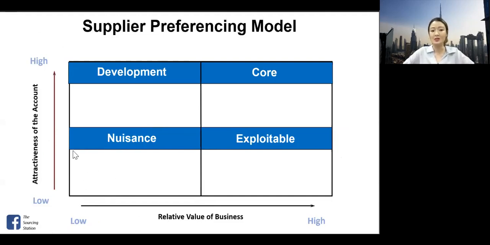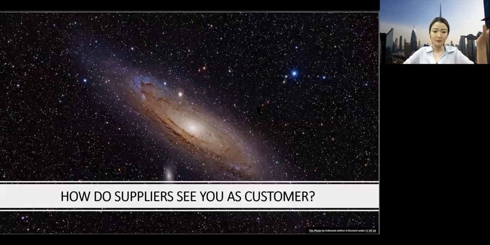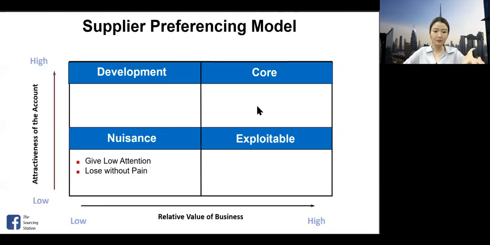Your account is not attractive to them at all. And the same concept applies there. So say core category: it means your business value is relatively high, business volume as compared to their turnover, and your business is very attractive to them. So how do suppliers see you as a customer begins here.